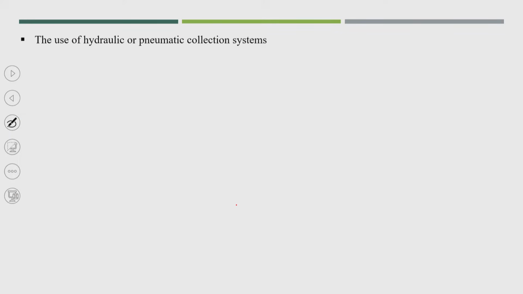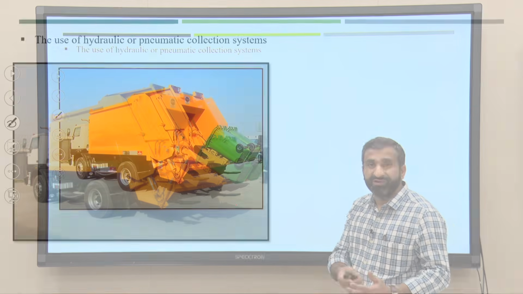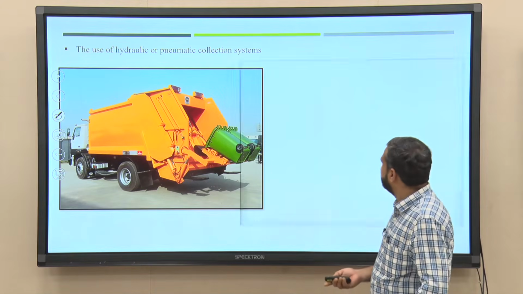It is also possible to use the hydraulic and pneumatic collection system, if the vehicle sizes are smaller, so we can have the pneumatic system, the hydraulic system we can use. So, very few crew members will be required.